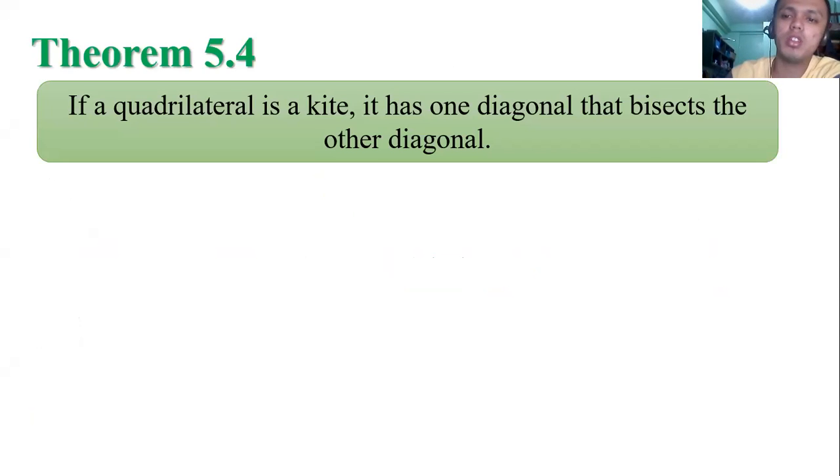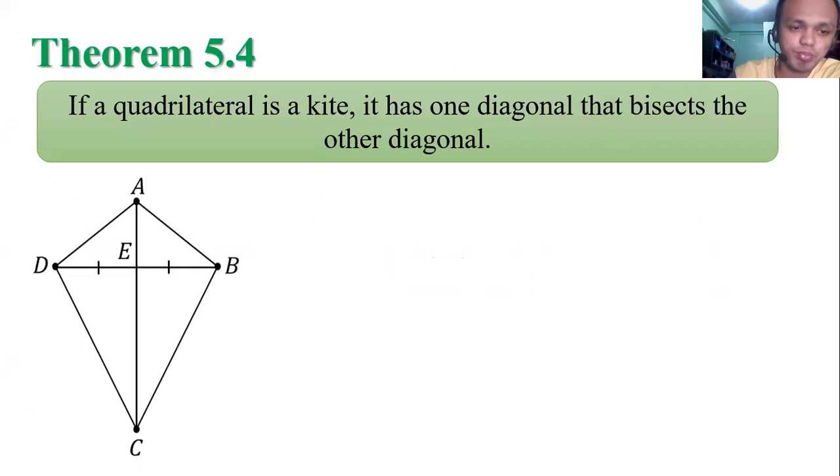So today we will discuss naman about Kite Theorem 5.4. In Theorem 5.4, it states that if a quadrilateral is a kite, it has one diagonal that bisects the other diagonal. So ang nangyayari ito again sa diagonal tayo, no? Between these two diagonals of a given kite, only one diagonal bisects the other. So ibig sabihin niyan, the other one cannot be divided into two by the other diagonal, no?